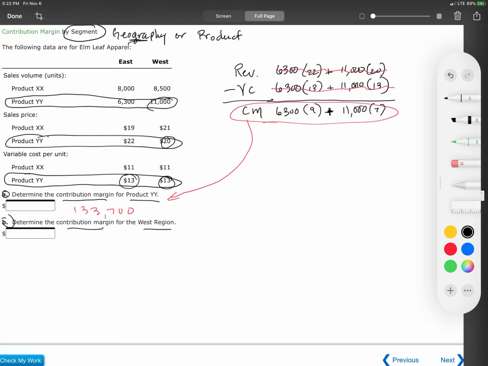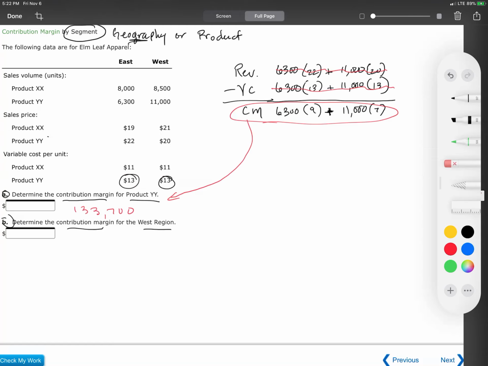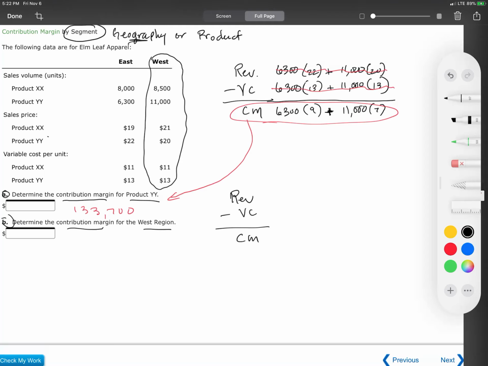Okay, let's do another one. Let's do letter B. Calculate the contribution margin for the West region only. Let me then erase some of this so I can mark it up again. West region. We want to then look at all of this and ignore everything else. Contribution margin is revenue minus variable cost equals contribution margin.